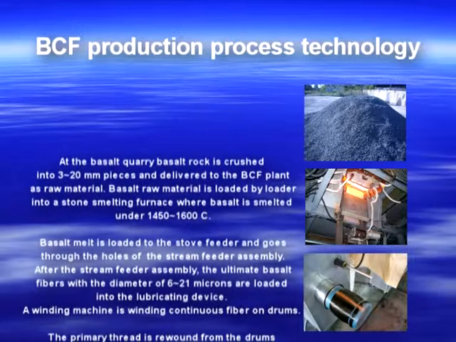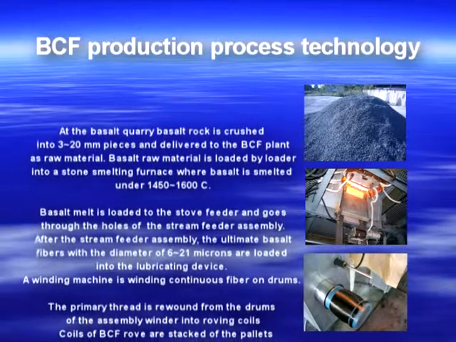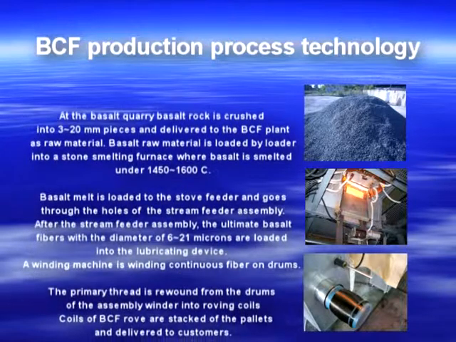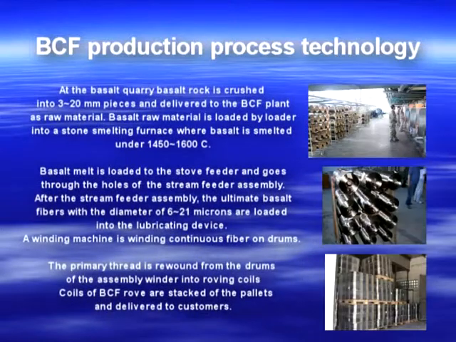assembly. After the steam feeder assembly, the ultimate basalt fibers with a diameter of 6 to 21 microns are loaded into the lubricating device. A winding machine is winding continuous fiber on drums. The primary thread is rewound from the drums of the assembly window into roving coils. Coils of BCF rope are stacked onto pallets and delivered to customers.